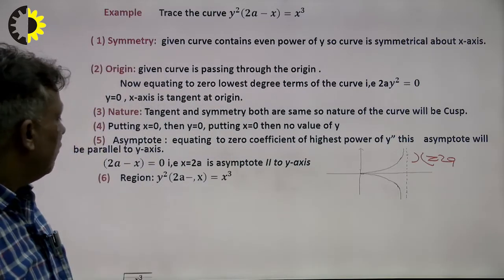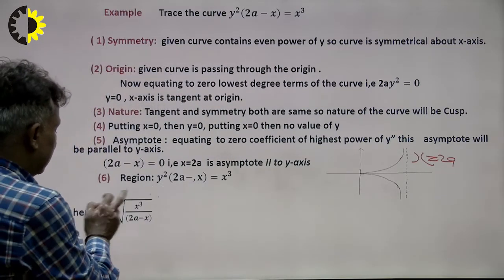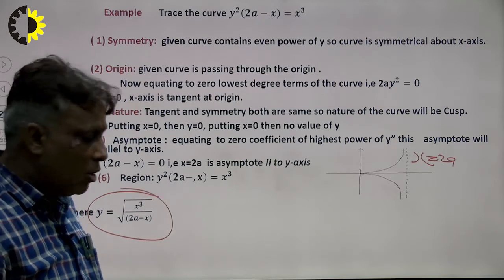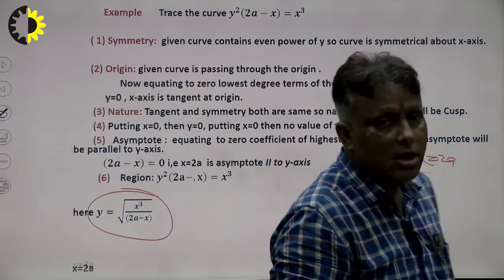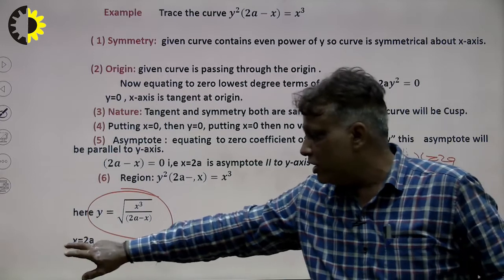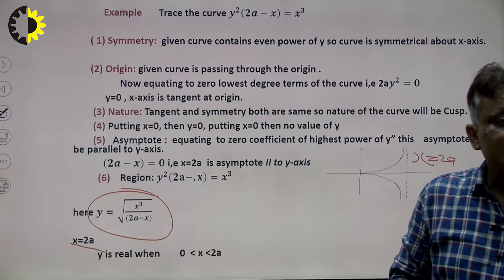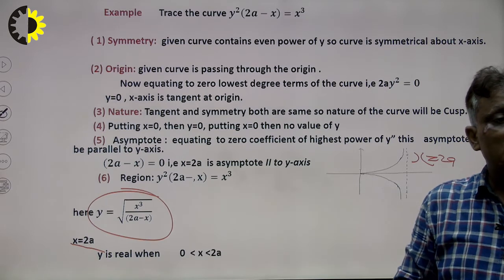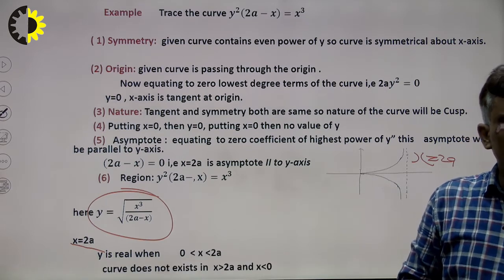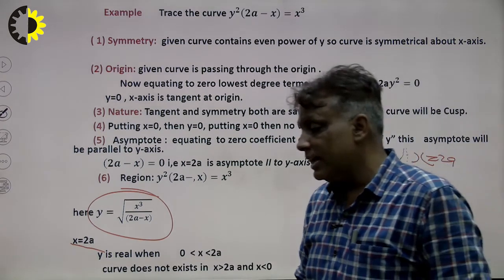We see here what is the value of y. So the value of y is this, right? And how do we get y to be real here? For y to be real, x is equal to 2a. What will be the position at x is equal to 2a? y is real when x is greater than or equal to 0 and less than this. So the curve does not exist for x greater than 0 and x less than 0 here.